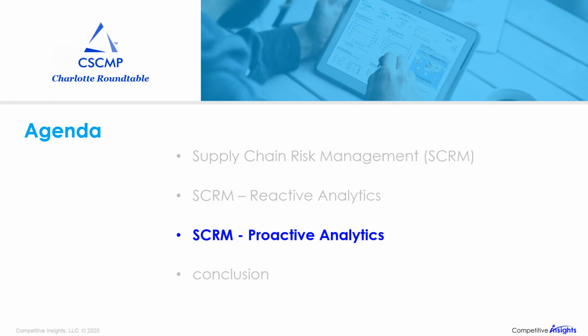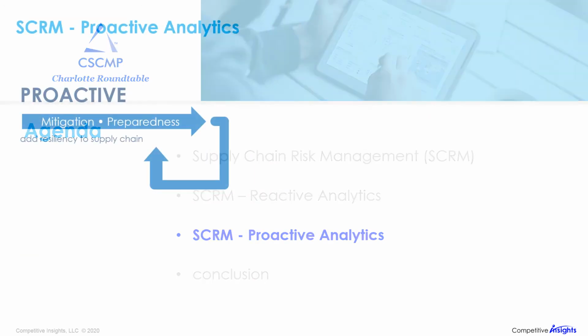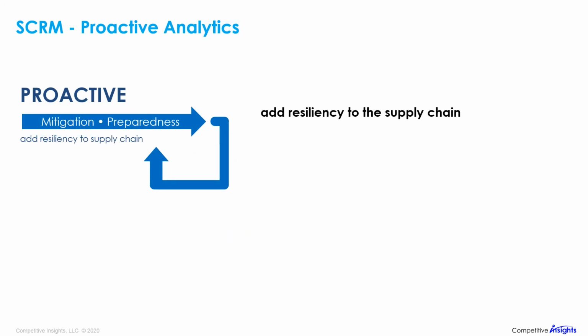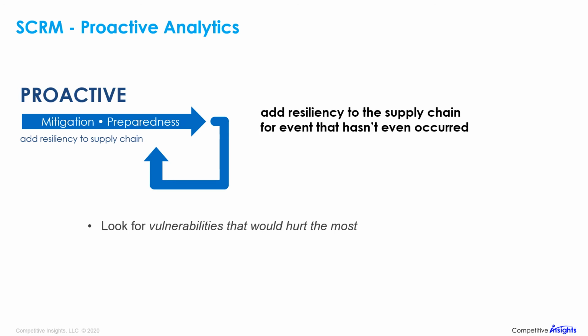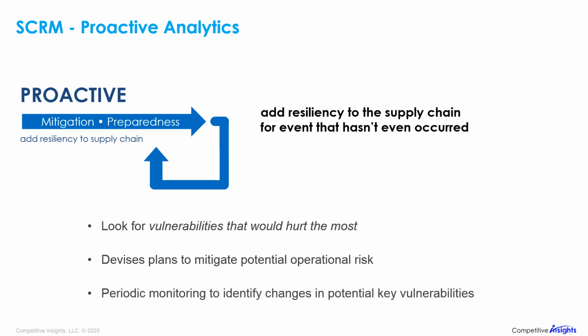All right, if we've handled reactive, how do we approach proactive? What can we do in order to add resiliency to our supply chain as it relates to an event that hasn't even occurred? So let's think about that for a little bit. So again, we're getting into a situation where we're looking at where we are vulnerable. We're thinking about creating mitigation plans that reduce the actual risk of the operation. And we're doing it in a way that we're being very focused on the things that really would matter the very most. So this is proactive strategies. No event has occurred, but we're looking to see where we could, in fact, have a serious disruption.